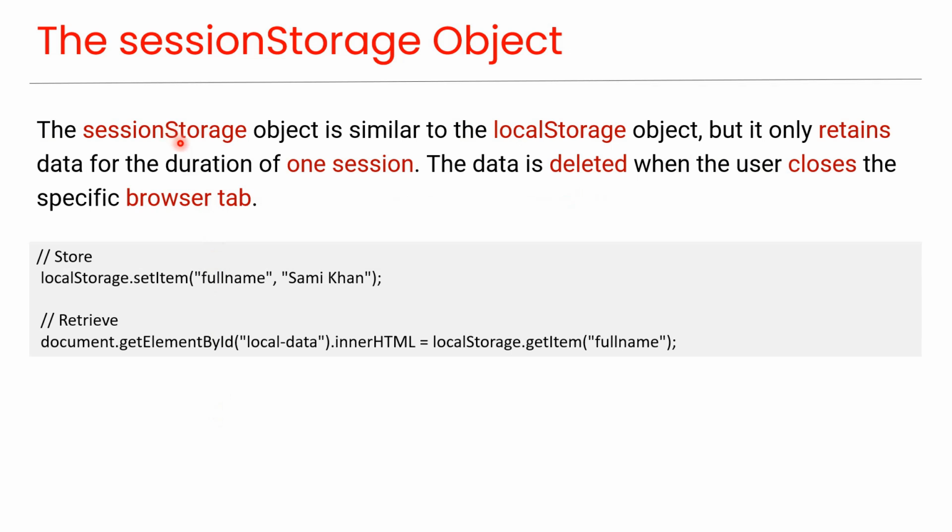The session storage object is similar to the local storage object, but it only retains data for the duration of one session. The data is deleted when the user closes the specific browser tab. As you can see in this code, the text semicon will be saved and retrieved only in the current session.